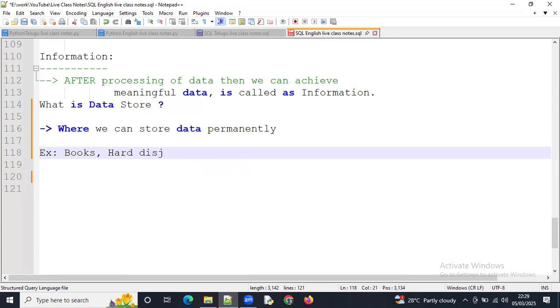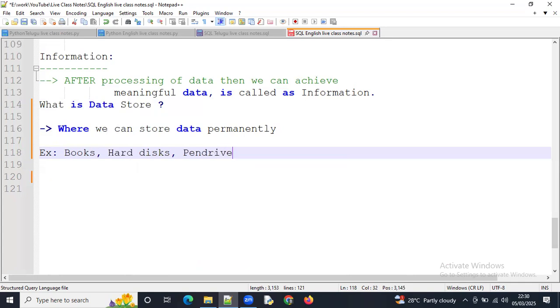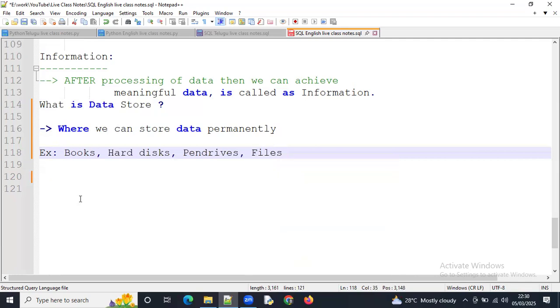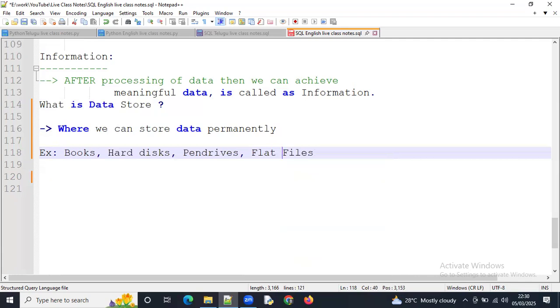When we started using computers, we saved the data in the form of hard disks also. Hard disks. Next, pen drives. Next, files. We have different kinds of files like flat files and normal files. Now I'm going to write here flat files.